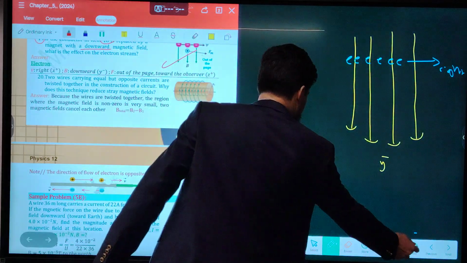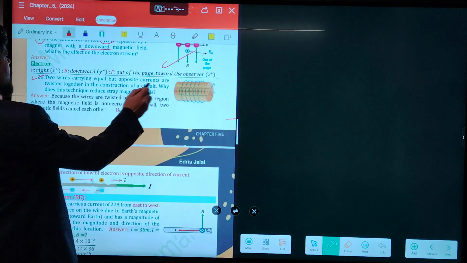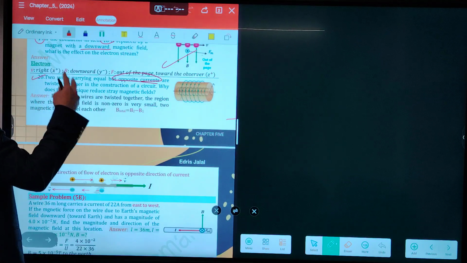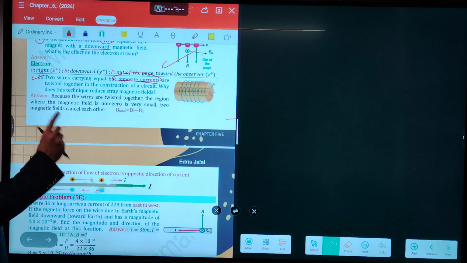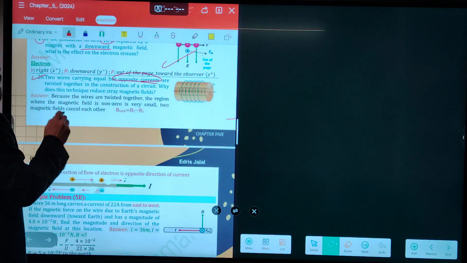This is question 19. Question 20. Two wires carrying equal but opposite current. How many wires do we have? Two wires carrying equal but opposite current direction. Okay, equal in magnitude but opposite in direction.